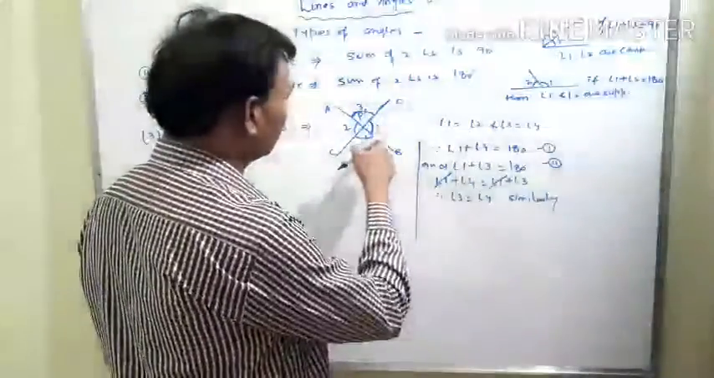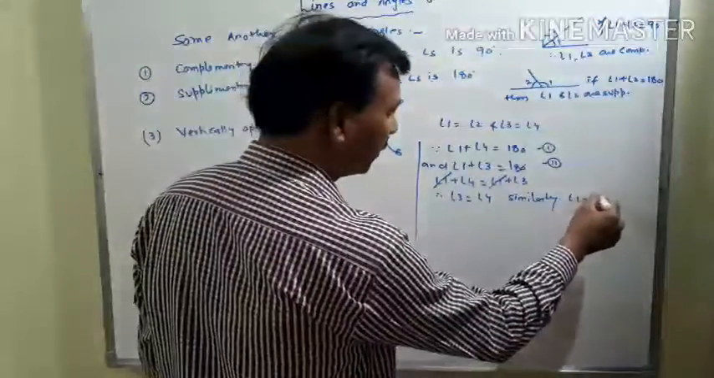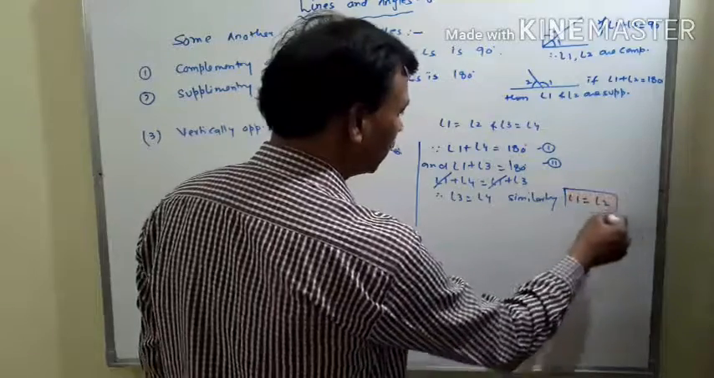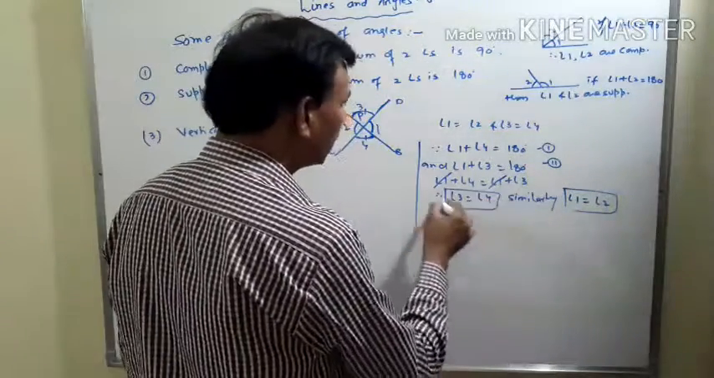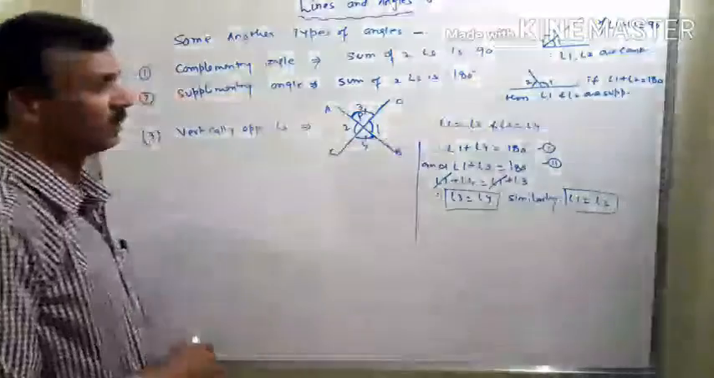Similarly we can write angle 1 plus angle 2. So we can say that vertically opposite angles are equal.